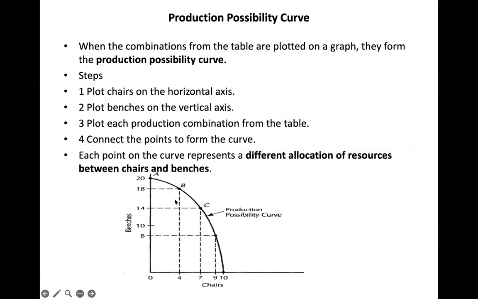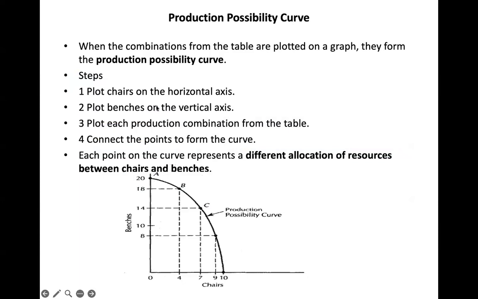First step, in plotting a table on a graph: you plot chairs on the horizontal line. What is the horizontal line? This is the horizontal line. Then you plot the benches on the vertical line.